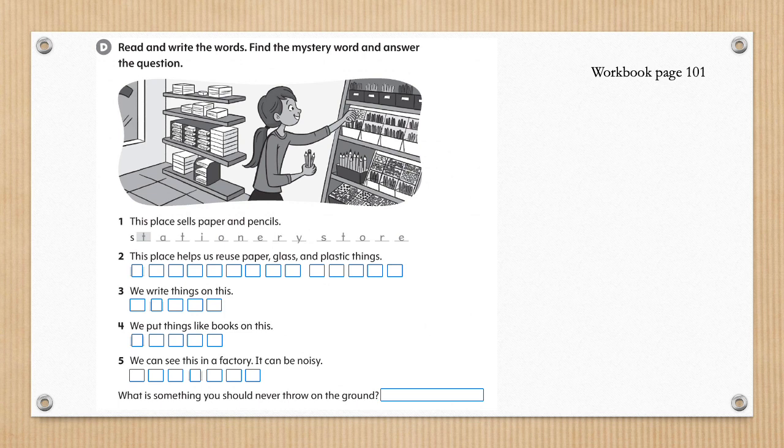Number 2, this place helps us reuse paper, glass, and plastic things. Number 3, we write things on this. Number 4, we put things like books on this. And number 5, we can see this in a factory. It can be noisy. And the mystery word, what is something you should never throw on the ground?